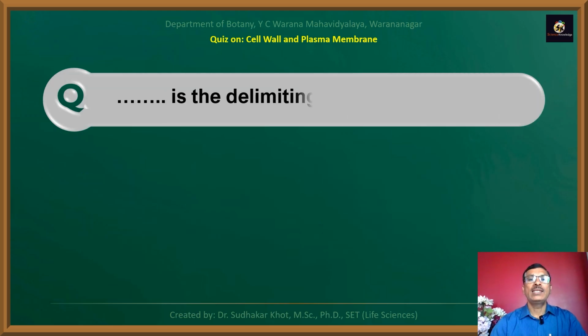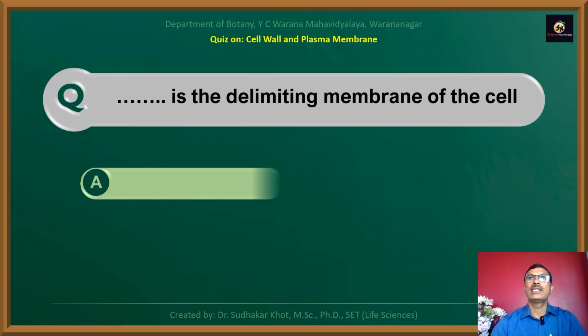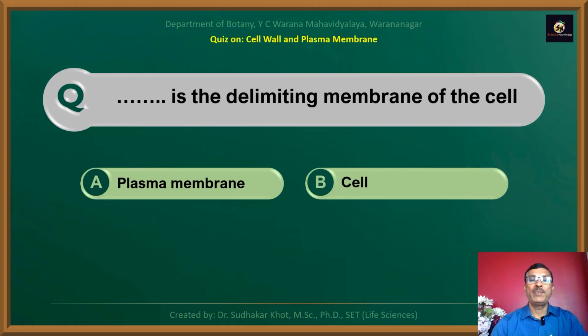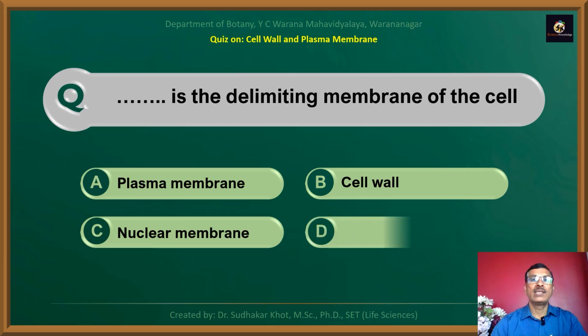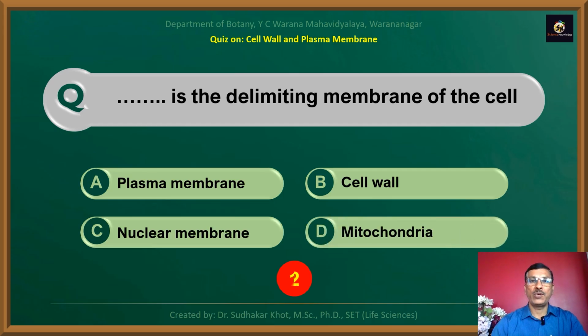Next question, dash dash is the delimiting membrane of the cell. A. Plasma membrane, B. Cell wall, C. Nuclear membrane, D. Mitochondria. What is delimiting membrane? It is a plasma membrane. Plasma membrane is present in all type of cells, in plant cells as well as in animal cells. It helps us to identify where the cell starts and where it ends. So it is also called as delimiting membrane.